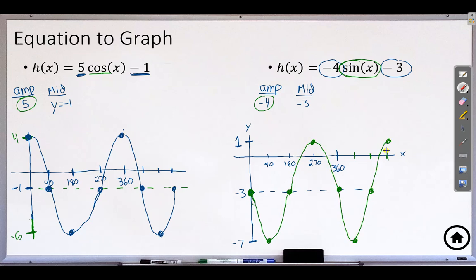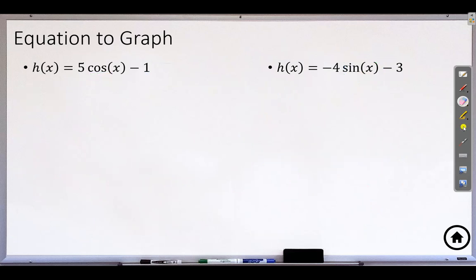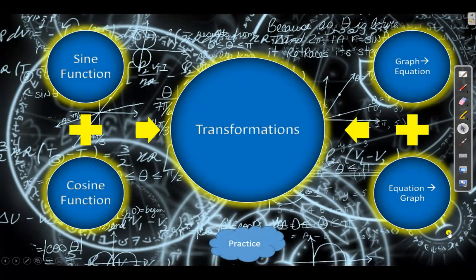And there we have our sketch of that graph. From the amplitude, the midline, and the sine, cosine tells us where to start. All right, so that's how we can do those transformations. It is a lot, but we'll practice it for a while.